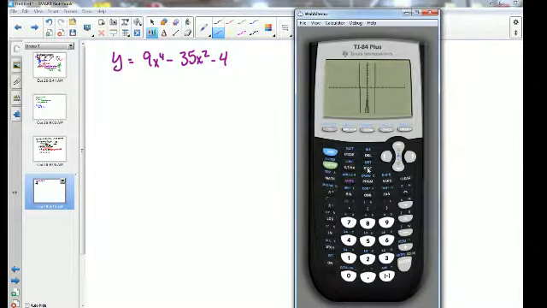Mr. Jansen, why'd you do that? Okay, so put it back so somebody else gets a word calculator. Nice work.